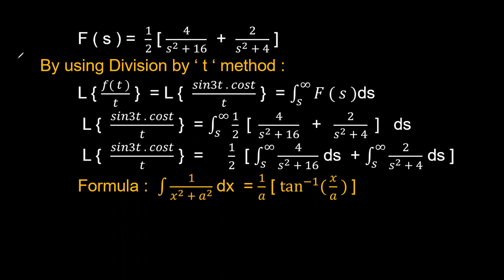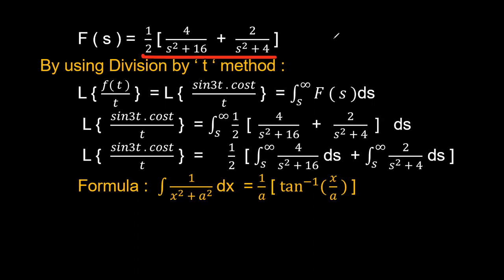Now what do we have to do? You have to apply the division by t method. So Laplace transform of f of t by t is equal to, so you have to find the Laplace transform of this function, that is equal to, the division by t method is given as the integration from s to infinity of f of s into ds. So what is f of s? This entire function is nothing but your f of s. So in place of f of s, we have substituted this entire function, 1 by 2 into 4 by s square plus 16 plus 2 by s square plus 4, into ds.